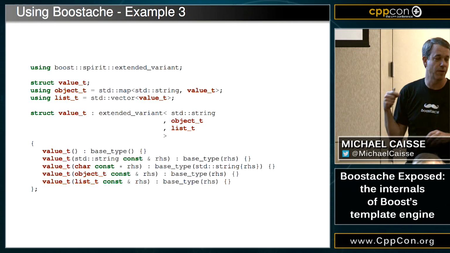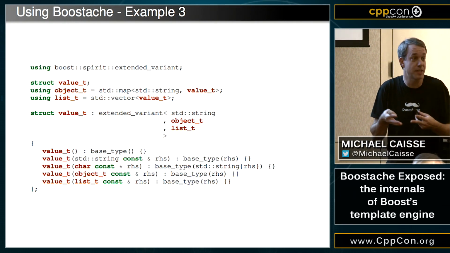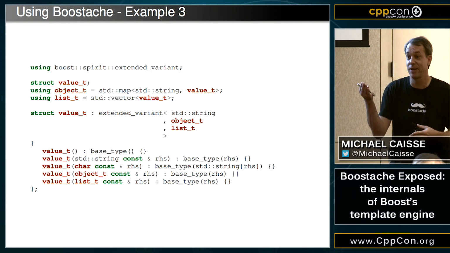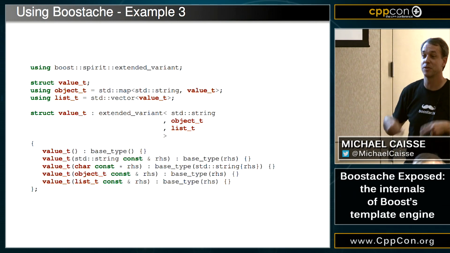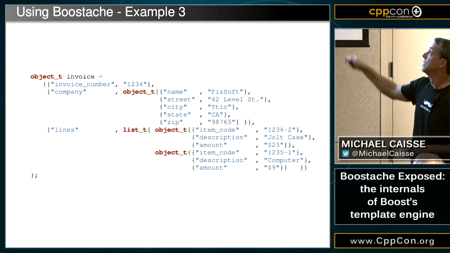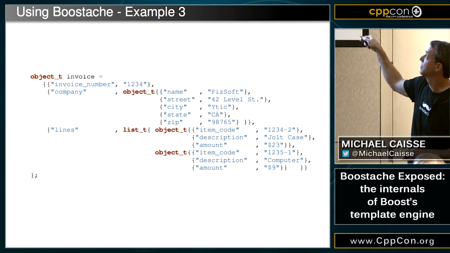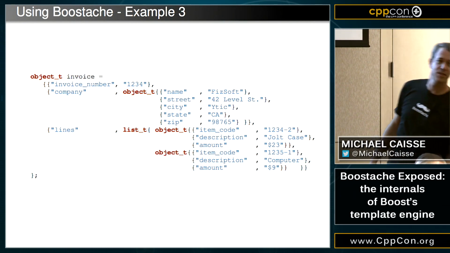Extended variant from Spirit looks just like Boost variant, except that Boost variant is not really a type, it's a typedef. And this gives us an object to deal with, so we can actually forward declare it and then use it recursively later. So it makes recursion easy of variant types. Now let's just fill this in. All right, so we're going to fill this thing in with that information. If you blur your eyes just right, it kind of looks JSON-y, right?